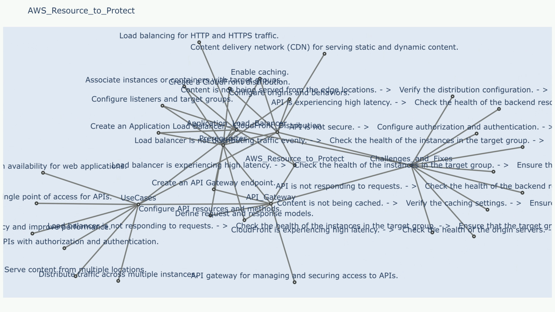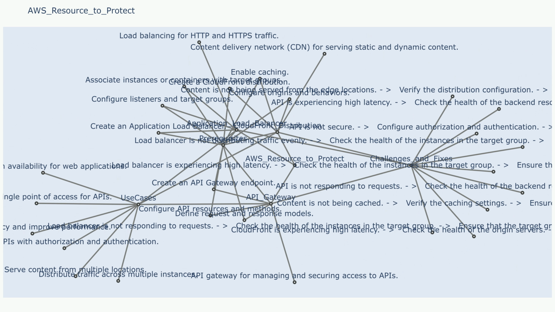Content is not being served from the edge locations. Verify the distribution configuration. Ensure that the origin is configured correctly. Check if the distribution is in a deployed state. Check if the origin is responding correctly to CloudFront requests. Check if the CloudFront distribution is properly configured to serve content from edge locations. Verify that the content's URL is correctly formatted and that the CloudFront distribution is configured to handle it.